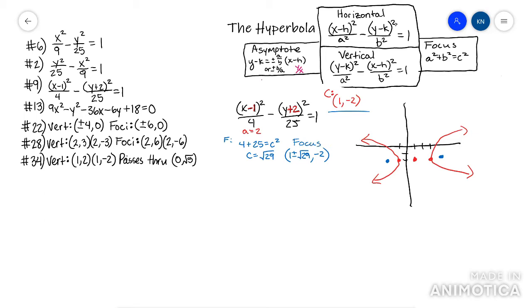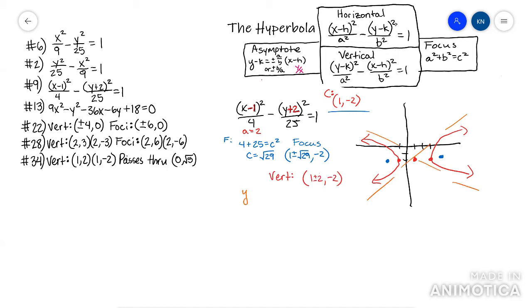Okay, so I got my vertices, I got my focus. I guess I never wrote the coordinates for the vertices. They would be the center, which was at 1 comma -2, but they were a distance away, so plus or minus 2 on that x value because they're moving left and right. All right, so I got my vertices, I got my focus. Now I just need to go get the asymptotes.